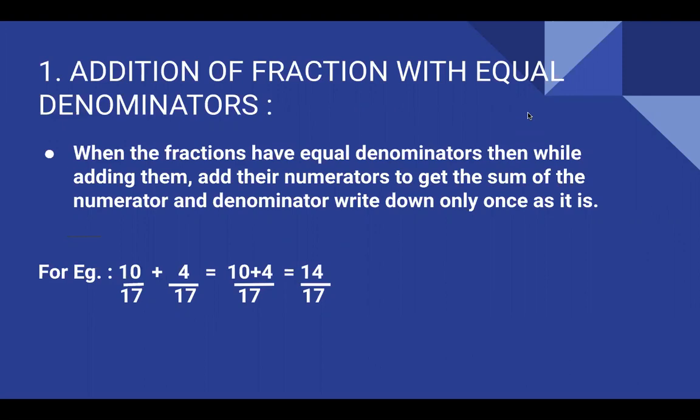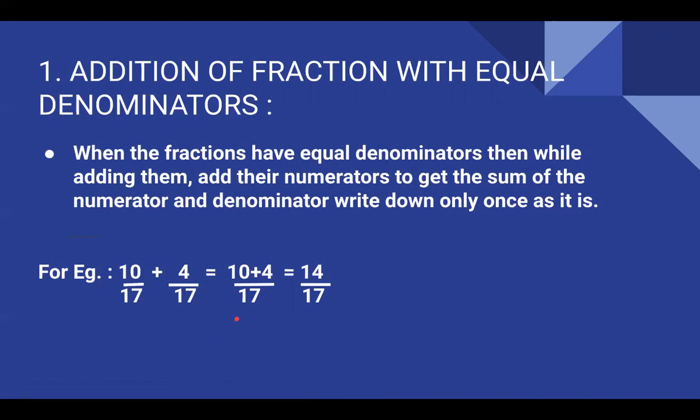For example, 10 upon 17 plus 4 upon 17. Here we have to add two fractions. If you observe carefully, for both the fractions the denominator is the same, and that is 17. Therefore, while adding these two fractions, we have to add the numerators, that is 10 plus 4, and write down the denominator only once. So we will get the answer 14 upon 17.